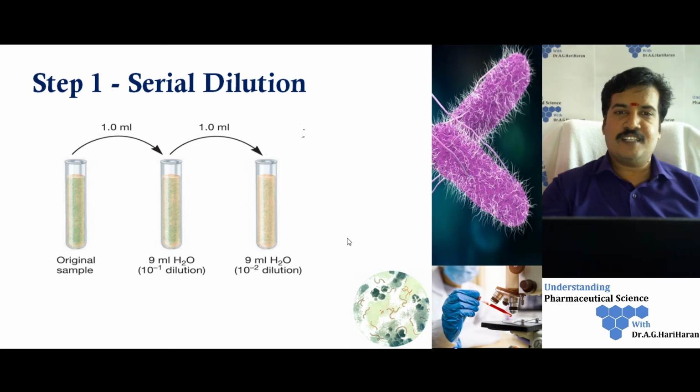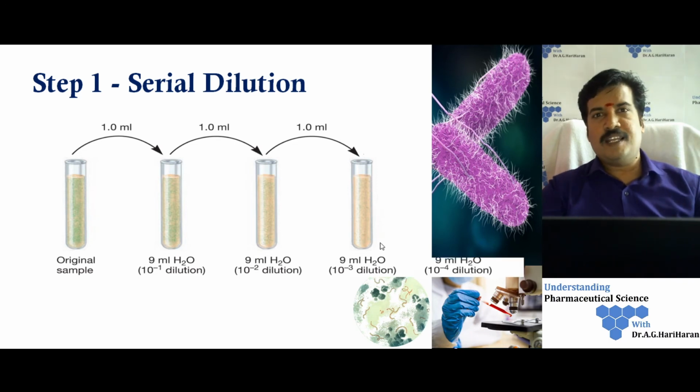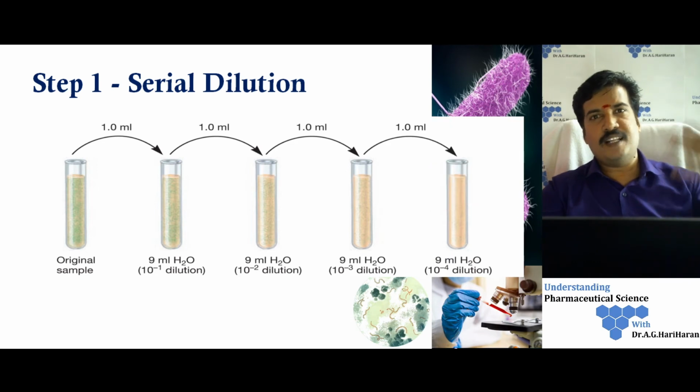Then in the second stage, we will take another test tube, similarly carrying 9 ml of sterile distilled water. From this diluted sample, 1 ml is transferred. So this becomes a 1/10 dilution of this diluted sample. When compared to the original sample, it becomes a 100 dilution, that is 10 to the power minus 2 dilution. Similarly, taking another test tube with 9 ml sterile water, from this 10 to the power minus 2 dilution, 1 ml is transferred. So we get 10 to the power minus 3 dilution. Similarly, a serial dilution is performed until the microbial cell population has been drastically reduced.